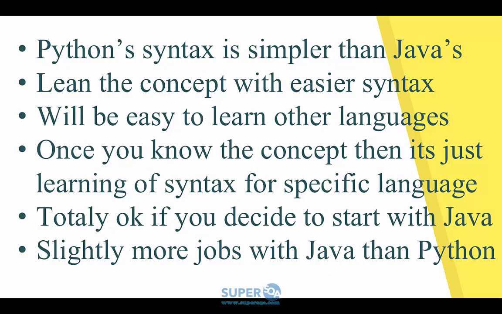So when you learn Python, you will understand the core concepts of programming without struggling much with the syntax. Then when you learn Java in the future, you already know the concepts, so it's easier to learn the syntax. Any language for that matter. Once you know the concept, then it's a matter of learning the syntax of any specific language. So yes, I do recommend Python, but for some reason, if you say you'd rather start with Java, then I'm all for it. Java will teach you more about object-oriented programming.